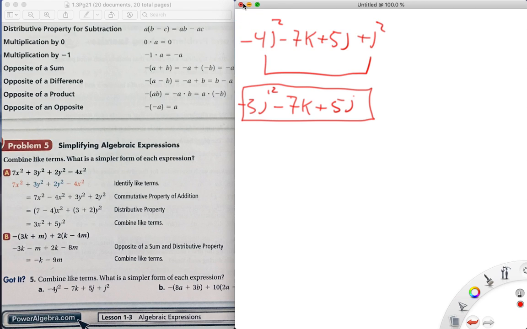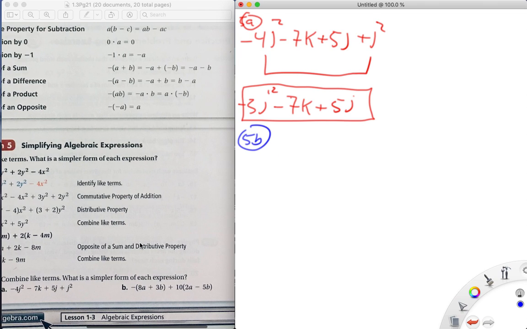Notice that it doesn't say to solve anything. They're asking me to simplify. I have, ooh, this looks like fun. I have negative, open parentheses, 8a plus 3b, close parentheses, plus 10 times the difference of 2a minus 5b.